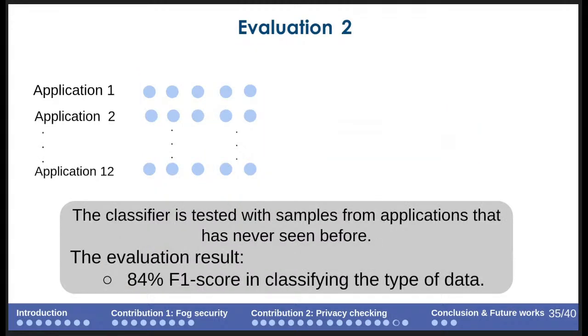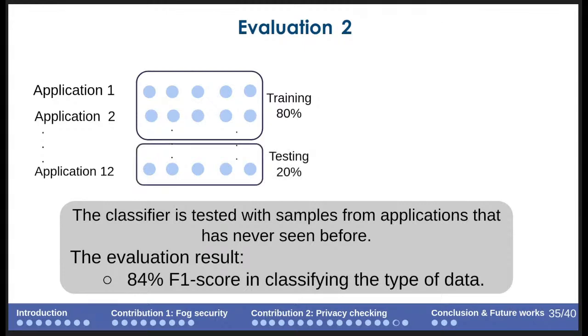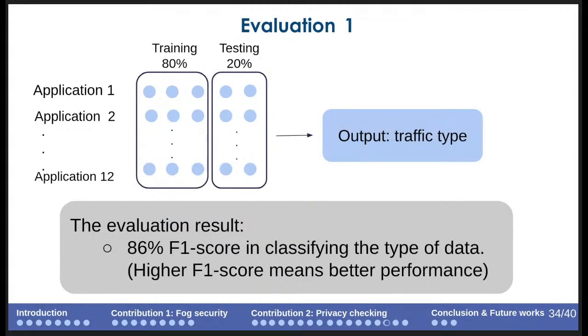Here we trained our classifier with the samples of only 80% of the applications. So when we are testing, in fact, the classifier has never seen the samples from those remaining applications. And in fact, here the result is a little bit lower, 84% compared to this one, 86%. But we have, in fact, predicted that... and then you test it with the remaining two applications, it will always be incorrect, right?